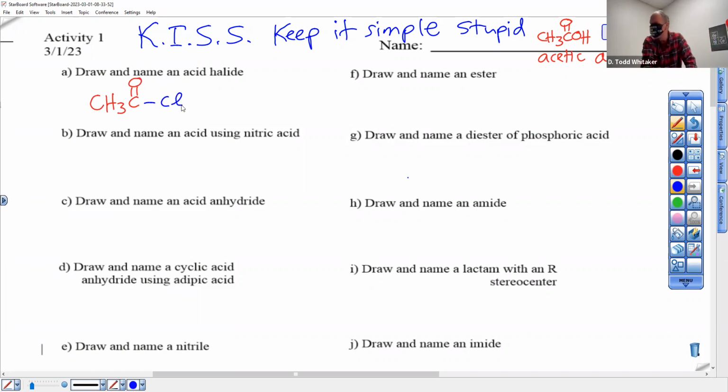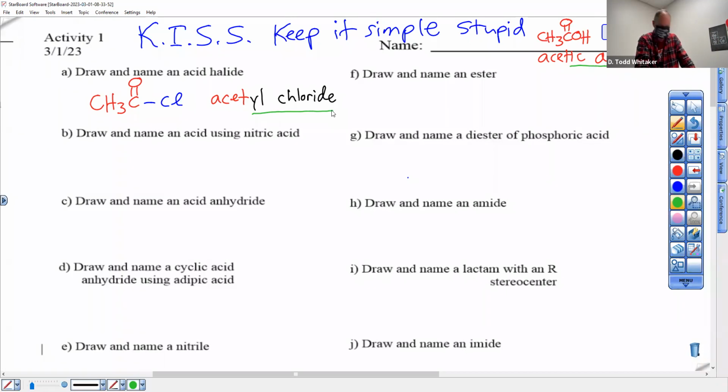This is one similar to what we just did. And are you surprised that it changes to acetyl chloride? Anybody surprised? So what's the system for changing the name of a carboxylic acid to an acid halide? You change ic acid to yl halide. Remember that, please, because we're going to do it again, but we're told which acid we have to use this time.